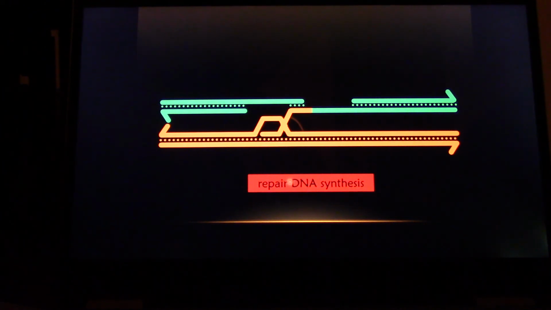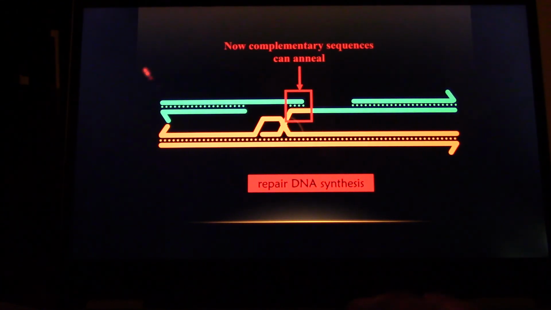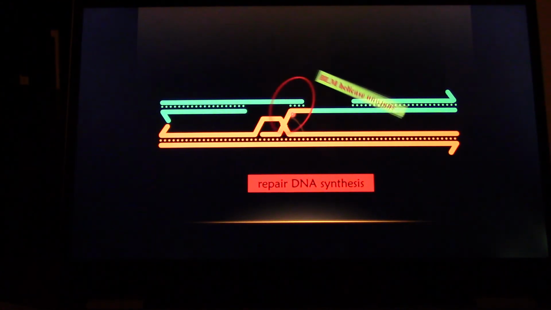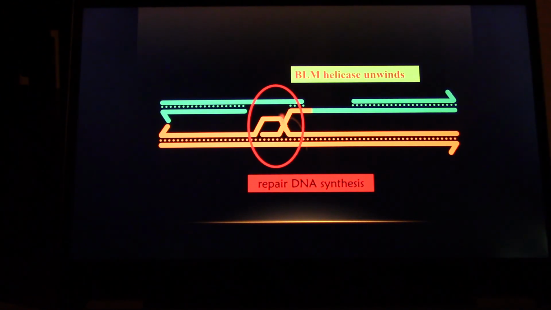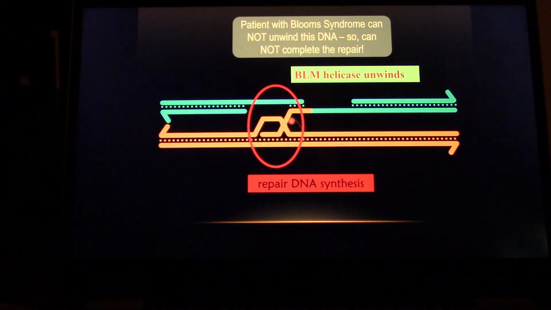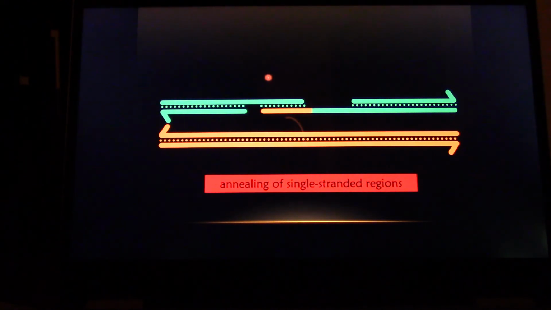You get to this point of repairing the DNA synthesis, and now you have to have a helicase to get that strand back over and finish repairing the broken homolog of DNA, the broken chromosome. So the complementary sequences anneal to each other, and along comes Bloom helicase, and it's responsible for unwinding this crossover event, this homologous recombination. As long as this protein is working, you're going to be able to fix this double-stranded DNA break. But if that protein is not working, as it is not in patients with Bloom syndrome, then they cannot unwind this DNA, and so they cannot complete the repair. Okay, but in a normal patient, you would be able to unwind it and complete the repair.